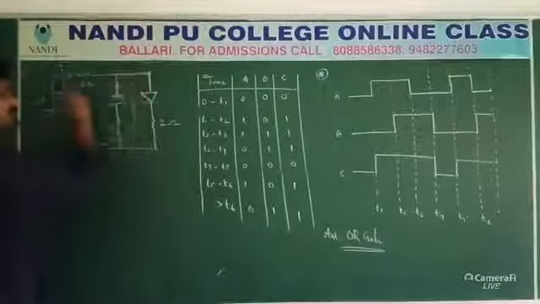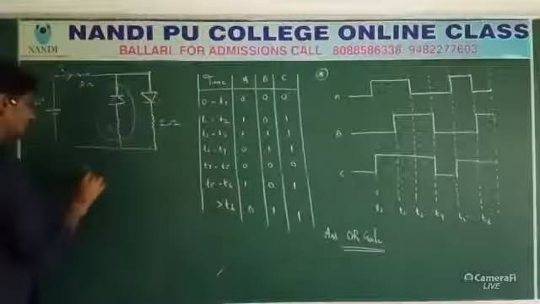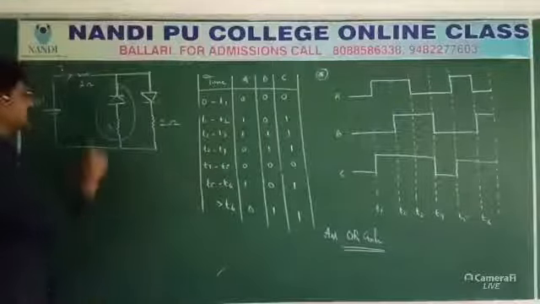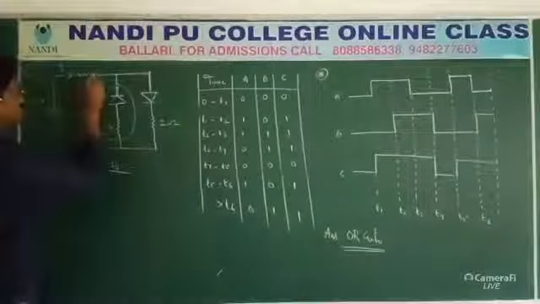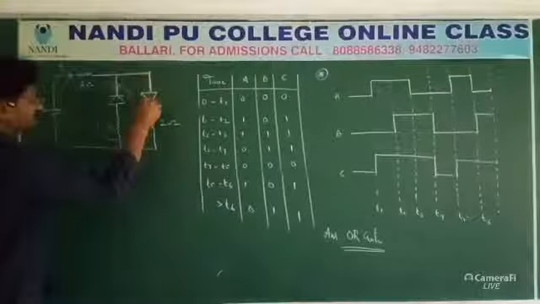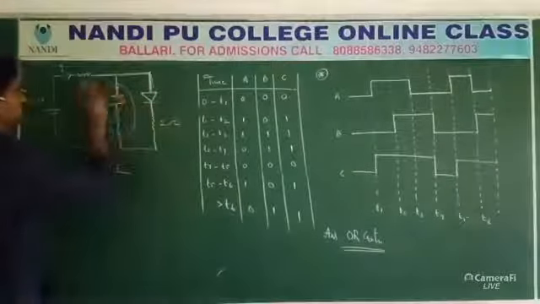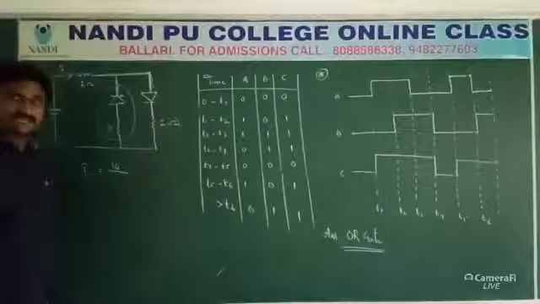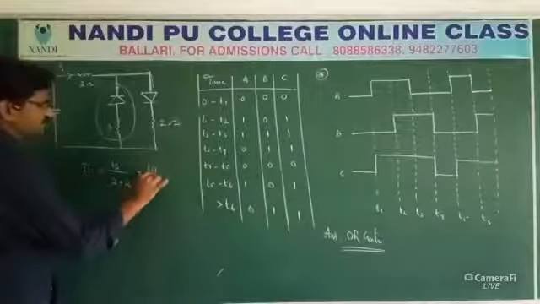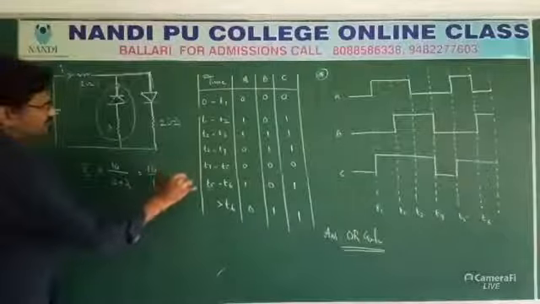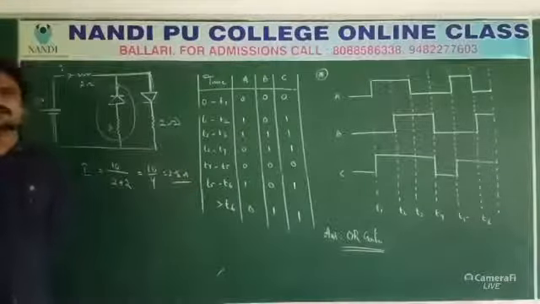Only the resultant circuit remains. What I want to find out is the current I. Current I is equal to the total potential difference, 10, divided by the resistance. The 2 ohm resistor is connected like this, so 2 ohms plus 2 ohms, series or parallel? Series combination. 2 plus 2 equals 4. 10 by 4 equals 2.5 amperes. This is your answer: 2.5 amperes.